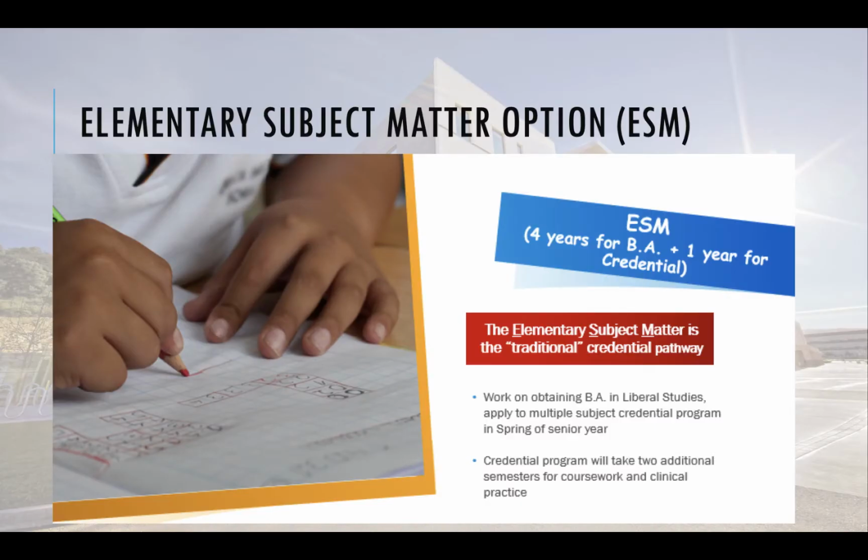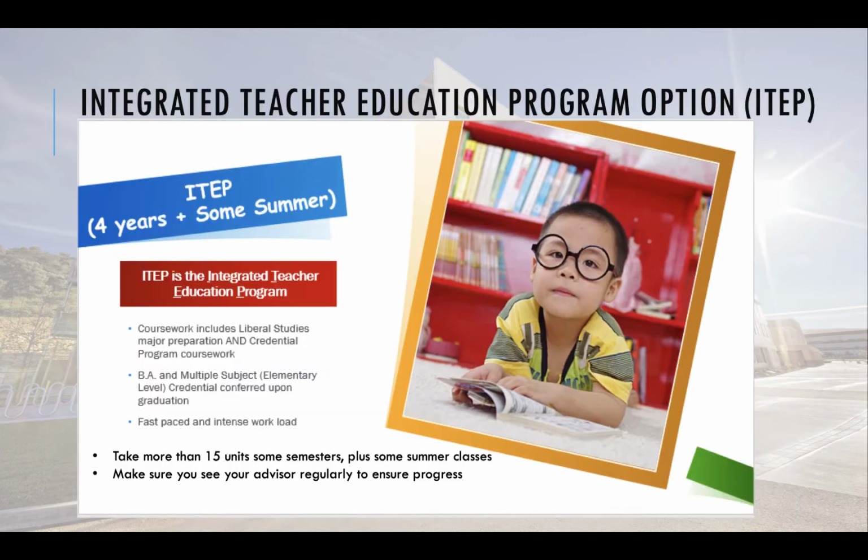The elementary subject matter option is the typical 4-year bachelor's degree, and then if you want to get a teaching credential, you apply for another 1 year after you finish your bachelor's degree. The integrated teacher education program option within the liberal studies major combines the bachelor's degree with the multiple subject teaching credential. Because it combines these two programs into 4 years, that means that students will have to take a lot of units some semesters, more than 15, plus some summer classes. So you have to make sure that you talk to an advisor regularly to ensure progress towards graduation if you select this option.